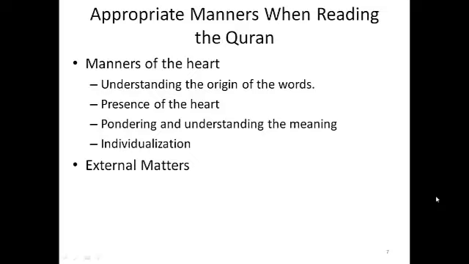Also, you should always be humble when you're reading the Quran and open your heart and mind to the full understanding of the Quran so you can understand the full picture of what's being said.